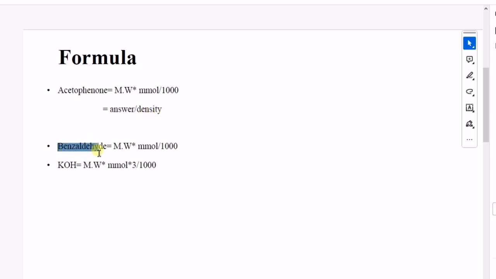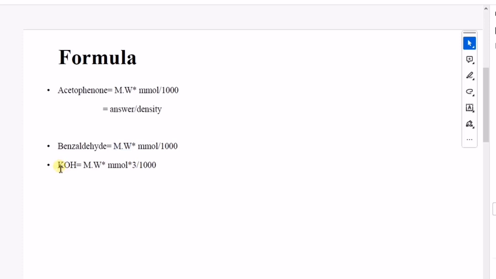Next, how to calculate this amount for benzaldehyde. For example, I am using bromobenzaldehyde that is in solid state. So simple, what I have to do is write the molecular weight, multiply by the number of millimoles, and then divide by 1000. The answer will be in the form of grams, and I use this amount.